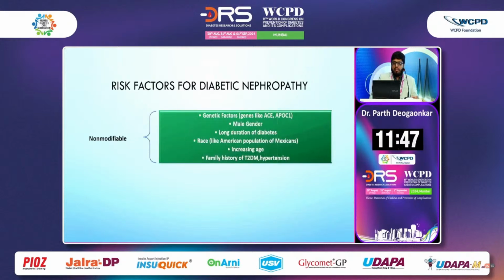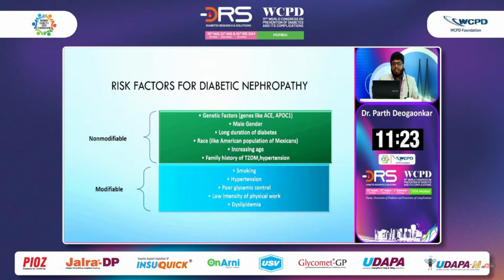The non-modifiable risk factors are genetic factors, male gender, longer duration of diabetes, and race. Blacks have a higher incidence of diabetic nephropathy. Also increasing age, and family history of type 2 diabetes mellitus and hypertension. If there is a family history of diabetic nephropathy, further generations have a higher chance of developing it. Modifiable risk factors are smoking, hypertension, poor glycemic control, low intensity of physical work, as well as dyslipidemia.